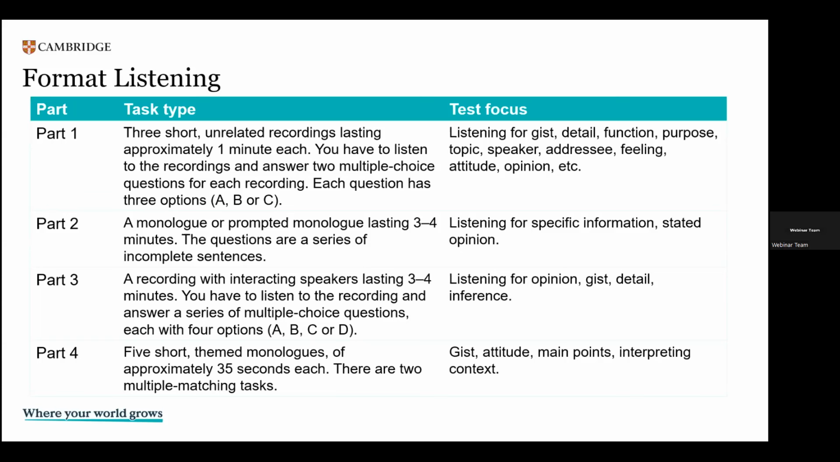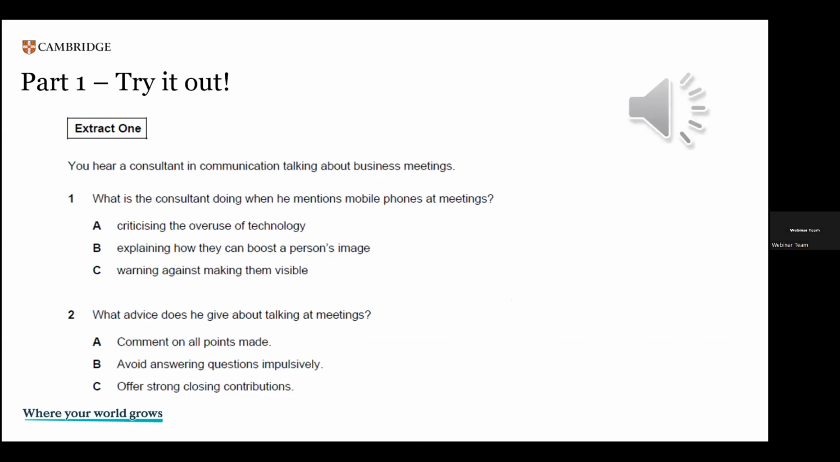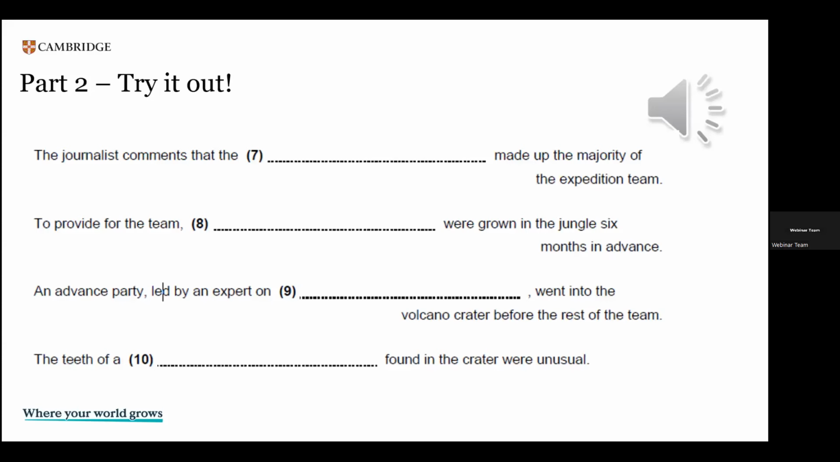So this is an example of part one. You would listen to a text about a minute long, and then you have to answer two questions about the text. Part two, you listen to a long text and you have to complete these notes using between one and three words. This could include numbers, it could include all sorts of things. It could include names. Spelling has to be correct in this part.